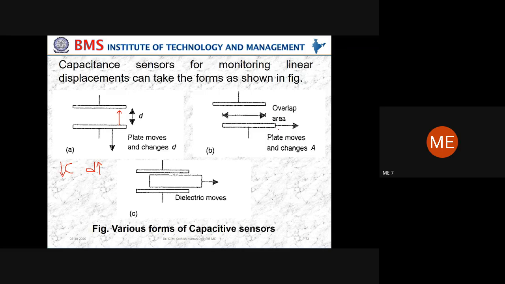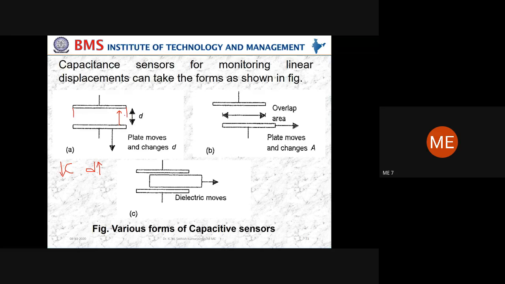Now, in the second case, what have I done? One of the plates I am going to move in a horizontal direction. When I move the plate in a horizontal direction, what is going to happen to the area of overlap? Is it going to increase or reduce? Reduce, because earlier the area of overlap is going to be from this point till this point, is it not?